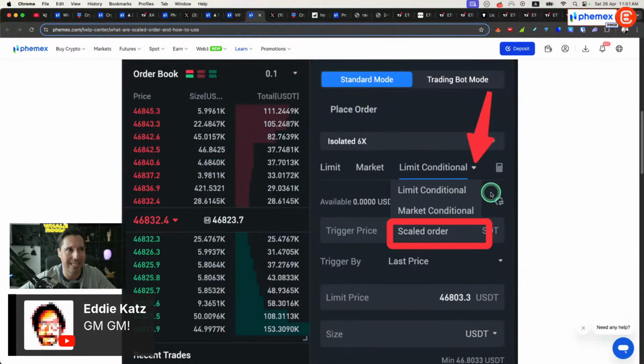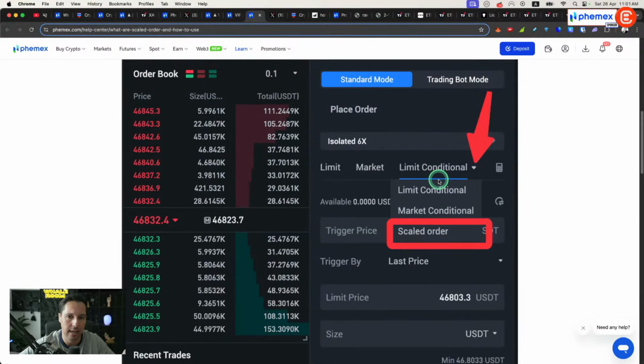So we're going to go for the scaled order approach, where we're going to take it as a CoinM margin futures trade, which means we're using ETH as collateral.